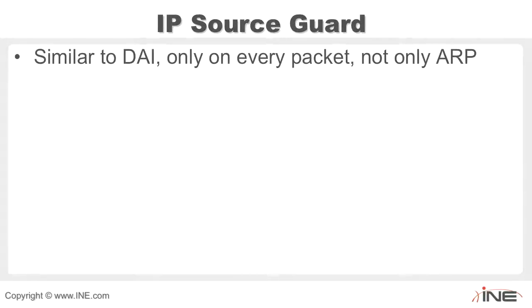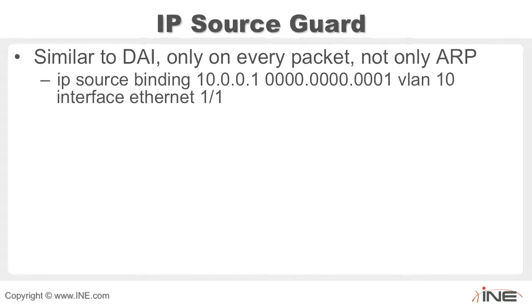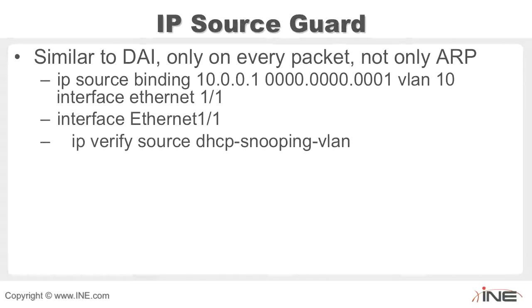Looking at IP source guard, this is similar to dynamic ARP inspection, only it's on every packet, not only ARP packets. So I can have static bindings, ip source binding. Here I've got again the same IP address to same MAC address mapping on a particular VLAN and on a particular interface. I can, on a given interface, and again, I have to be running DHCP snooping, I have to use that DHCP snooping binding database for all of my MAC address to IP address and port mappings. So I say ip verify source, DHCP snooping VLAN.